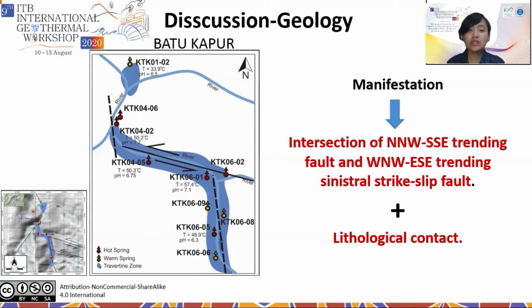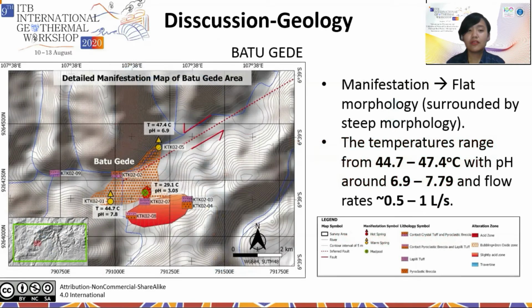From this sketch, we can see that manifestation around Batu Kapur is controlled by the intersection of north-northwest south-southeast and west-northwest east-southeast strike slip faults and lithological contact. Furthermore, we will discuss manifestation in Batu Gede. This map shows manifestation with relatively warm temperature, neutral pH, and high flow rate.